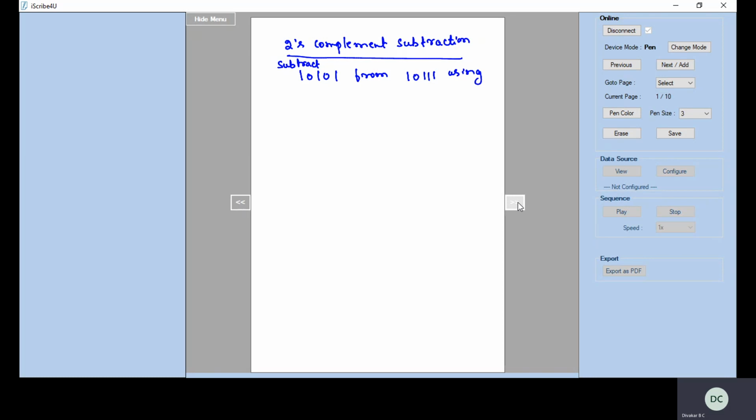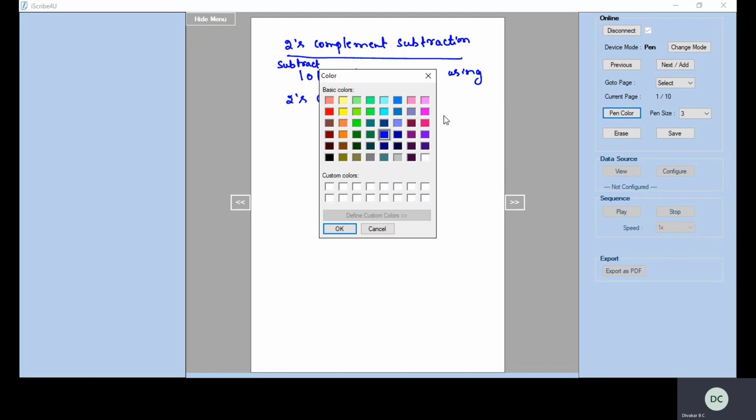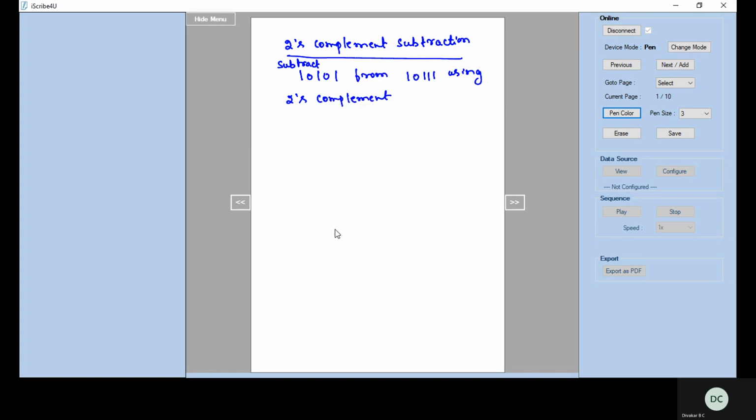Subtract 10101 from 10111 using the 2's complement method. Always represent the given binary number in its decimal equivalent, then it will be easy to cross verify. Given 10101 from 10111, the minuend is 10111 and the subtrahend is 10101.